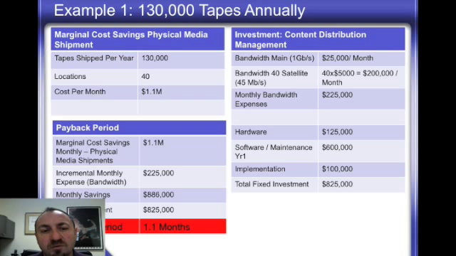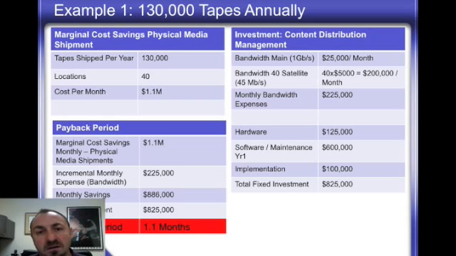But you're spending $1.1 million per month. So when you actually look at this, $1.1 million per month, incremental monthly bandwidth cost of $225,000, so you're going to take that off the top. And then every month, you're going to save $886,000 by not moving tapes. And your total fixed investment now is $825,000. So in 1.1 months, you're going to pay back that investment. So it seems like that would be a pretty good thing to do if you were a company.